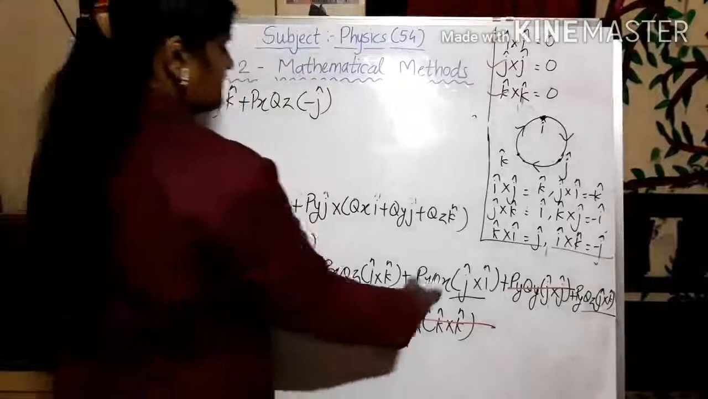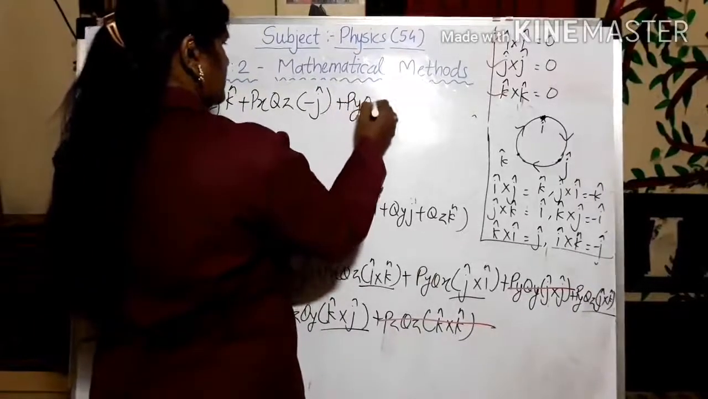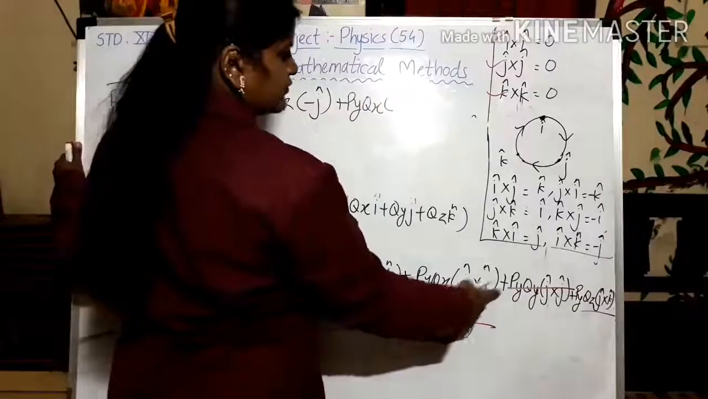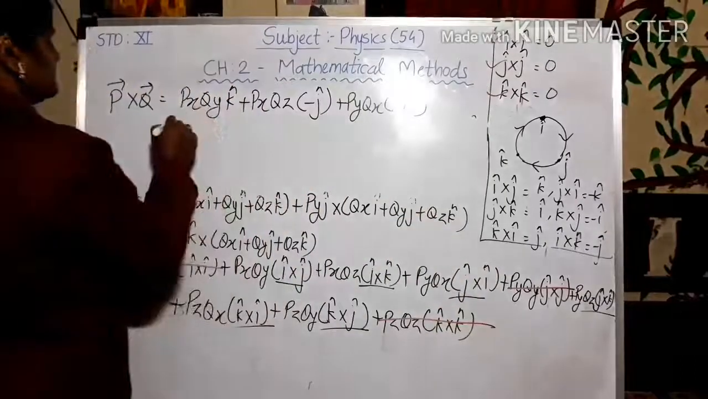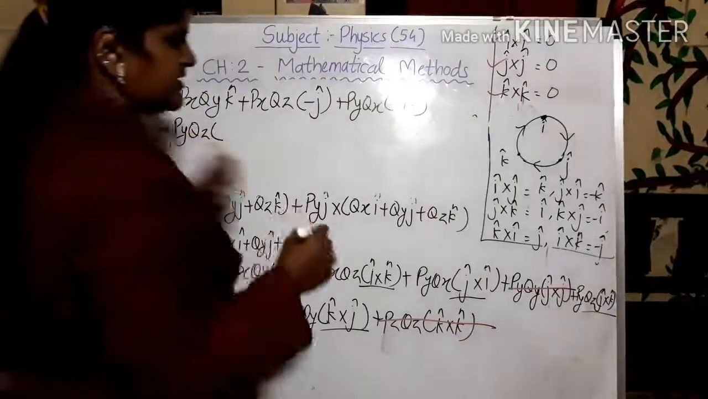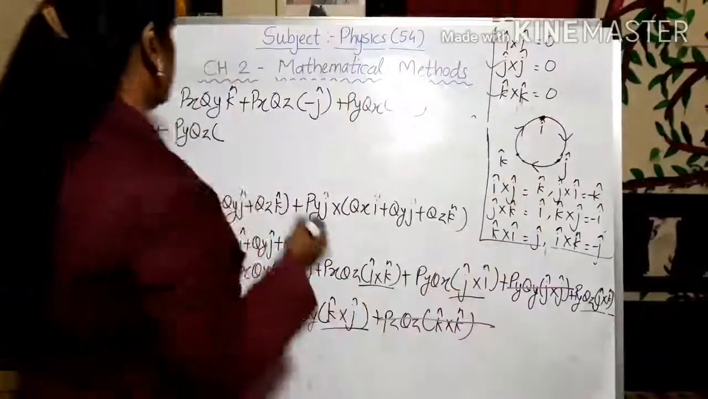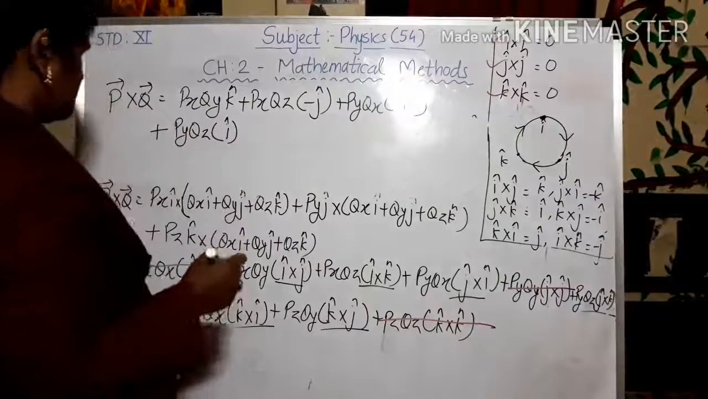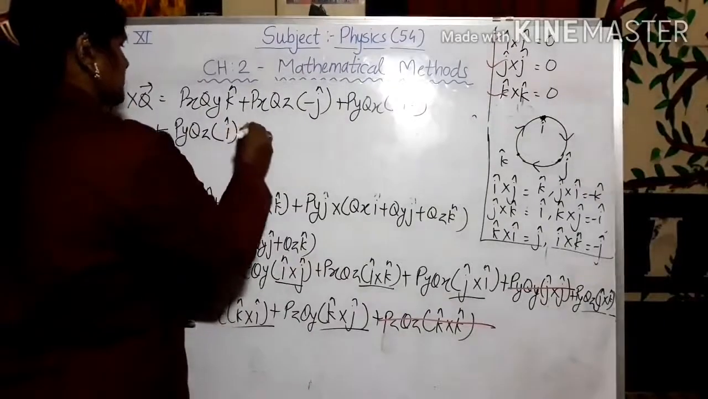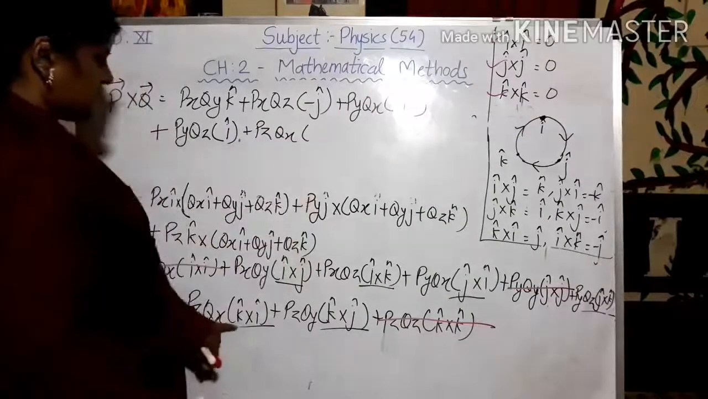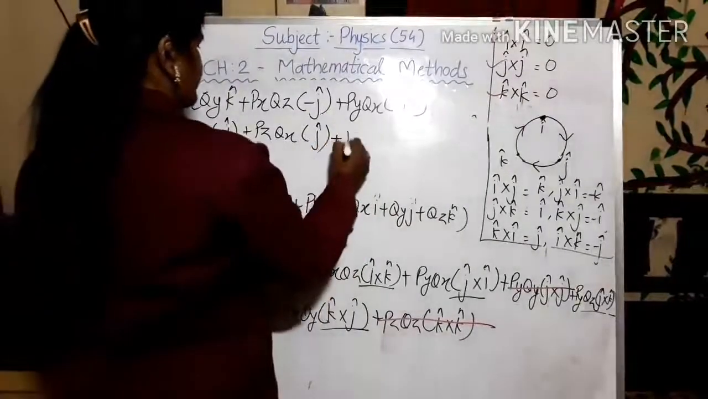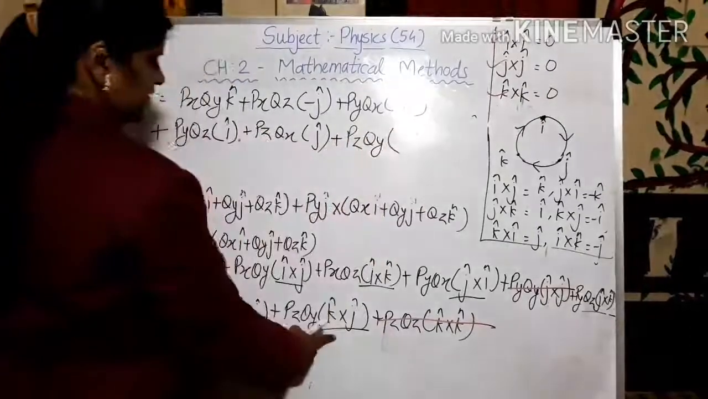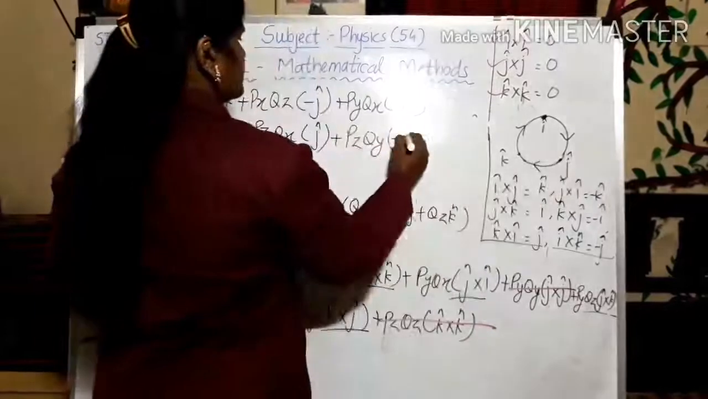Okay, next Py qx j cross I, you can see over here, j cross I is minus k, plus next Py qz, what is there inside bracket? j cross k, jk is plus I. Next Pz qx k cross I, ki will be plus j, Pz qy k cross j, opposite way, so it will be minus I.